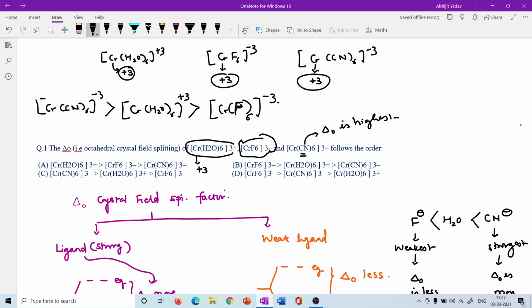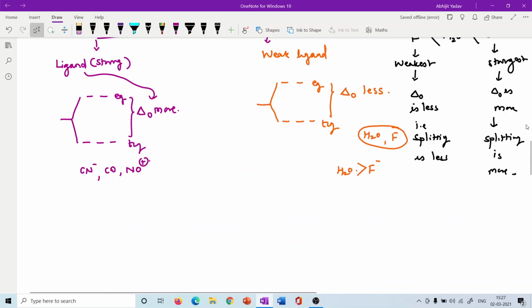So which is the correct option? If we see, option C, there is no other option in which the strong ligand comes first. So C is my correct option. Now we'll move to the next question.